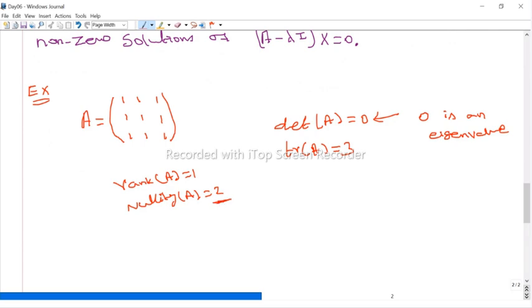Therefore, 0 is an eigenvalue with multiplicity 2. Therefore, we have only one non-zero eigenvalue. Since the dimension of the null space is 2, 0 is repeated 2 times. That means 0 is an eigenvalue and the multiplicity is 2. 0, 0. Okay, anyway, to find these, you find the characteristic polynomial of this. Okay.